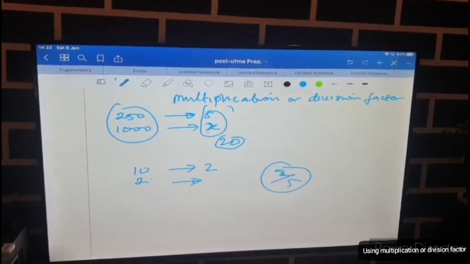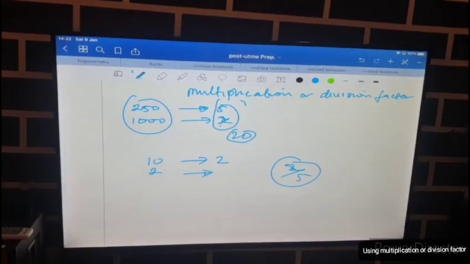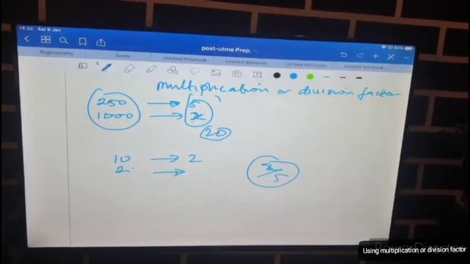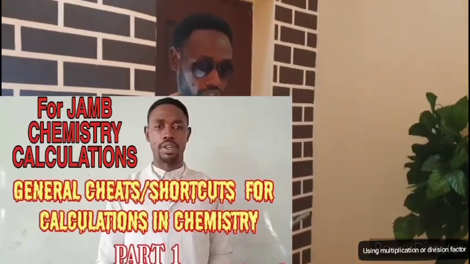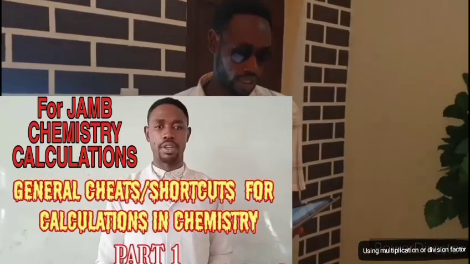Then another cheat here is there is what we call, apart from division factor, for you to understand this thing well, you need to watch my video known as shortcuts in chemistry calculations and so on and so forth. So with this division and multiplication factor, you use your discretion, you dare not waste your time again.